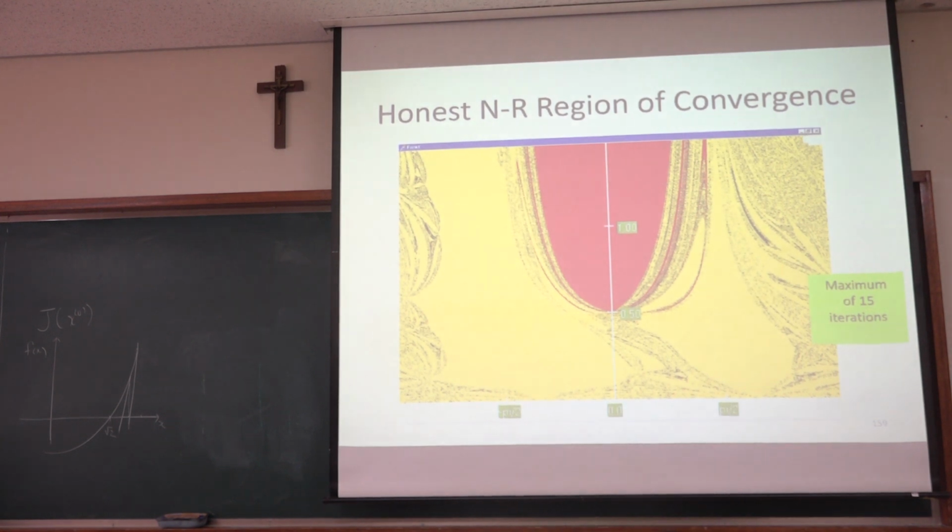Okay, and this is the region of convergence of honest Newton-Raphson. Compare this with that. So the region of convergence is reduced, but anyway, you see the difference.